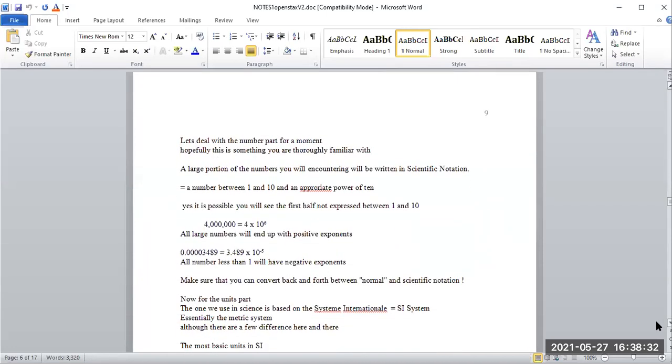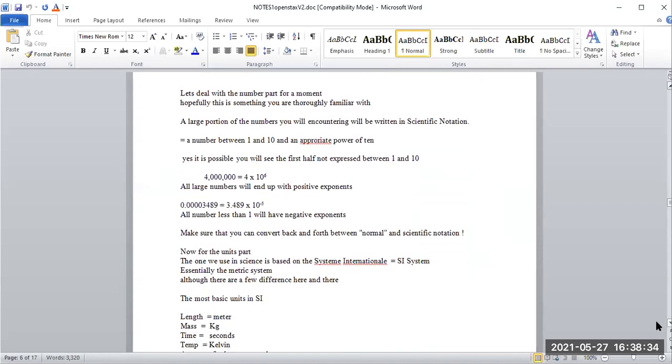Because of the things that we are dealing with in chemistry and science in general, often occur as extremely large numbers or extremely small numbers.